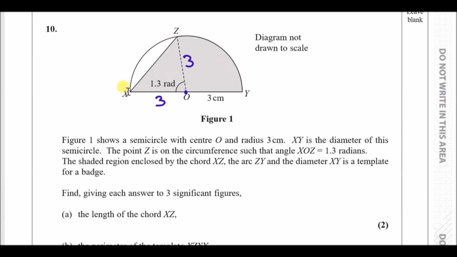Alright, let's work out the length of this line. An easy way to do this is to pull out this shape for a second, so anything relevant to it. From here we can see that we have a nice simple triangle with length 3, angle 1.3 radians, and we're trying to determine this length here. So let's call it x, small x. Now look at this carefully.